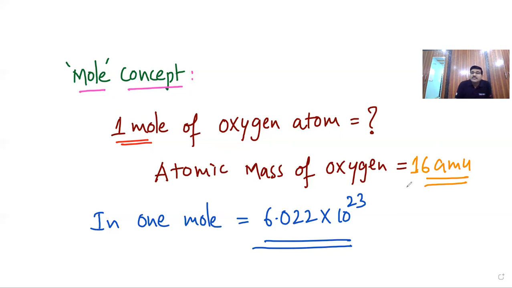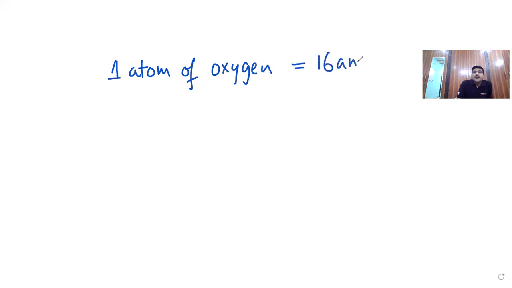1 atom of oxygen consists of 16 AMU. Then in 1 mole, these many are present. Then how many? Just a simple multiplication. Observe carefully. One atom of oxygen is equal to 16 atomic mass units. Here, now, 1 mole.